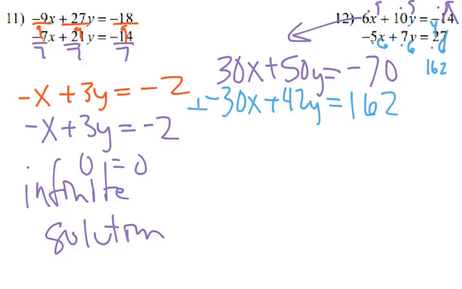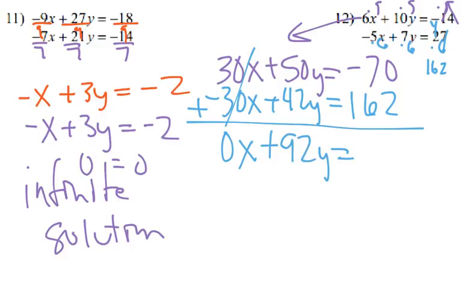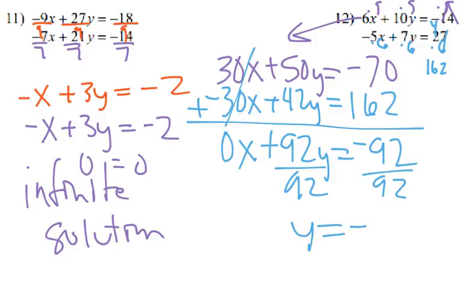And we're going to add them, because positive and negative. So that becomes 0x, which is what we want. This becomes plus 92y equals, and that's going to be negative 92. So divide by 92, we get y equals negative 1.